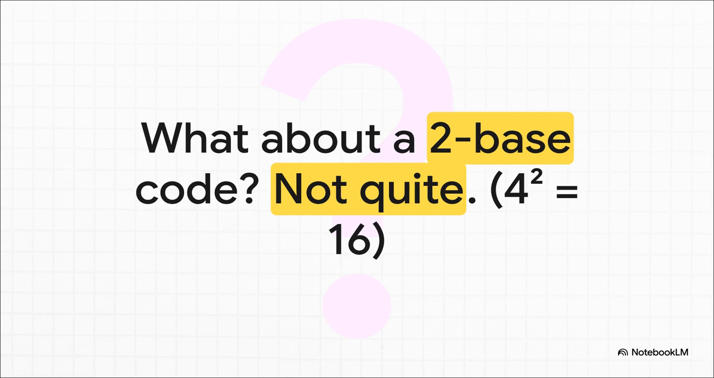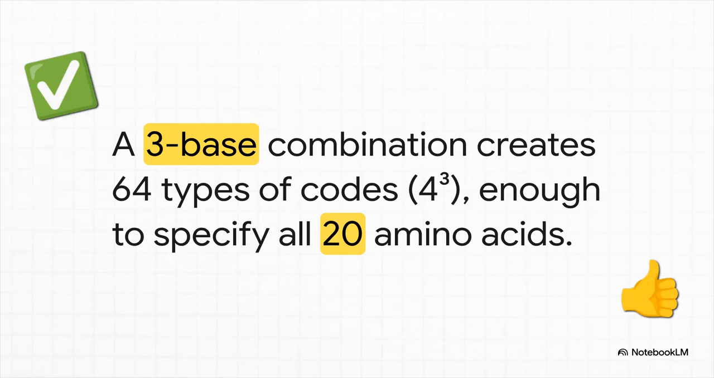We're getting closer for sure, but that's still not enough to cover all 20 of our building blocks. So nature came up with a better solution, reading the code in words made of 3 letters. 3. That's the magic number. And that 3-letter word completely solves the problem.